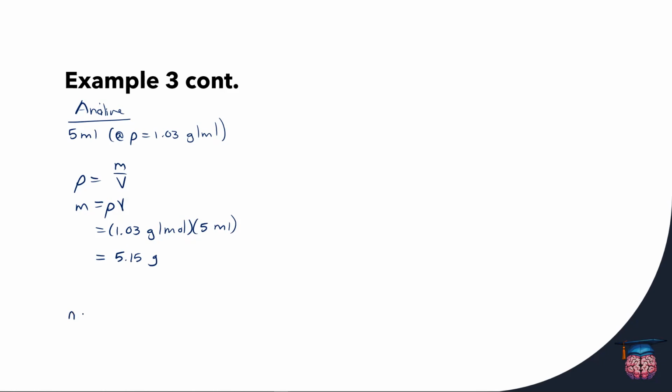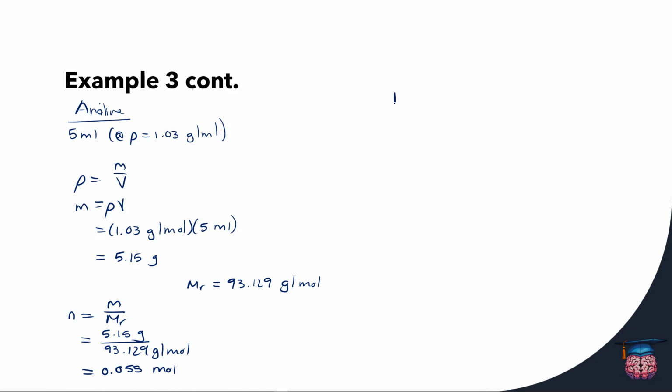Therefore, the mole is the mass divided by the molar mass. The molar mass was calculated as 93.129 grams per mole. So if we divide 5.15 grams by 93.129 grams per mole, we get a mole value of 0.055 moles.